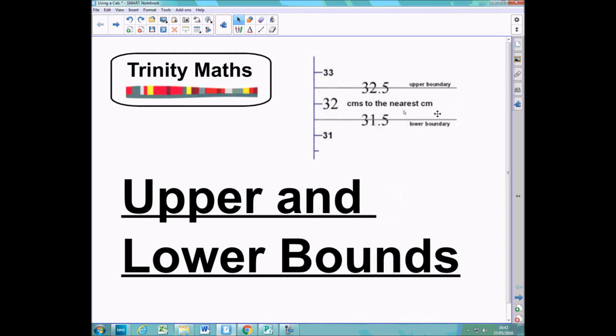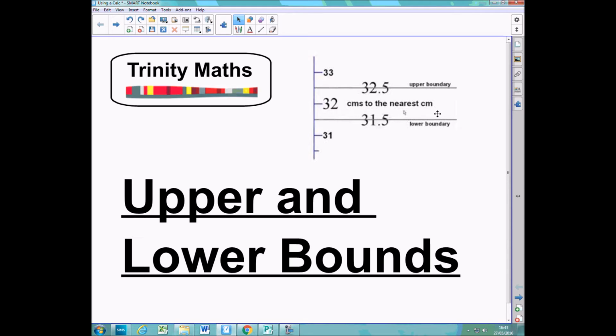In this video I'm going to show you how to answer questions on upper and lower bounds. Before we look at some examples, I'm just going to explain briefly what upper and lower bounds are all about. Well, this is an extension of the rounding topic. In fact, it's a reversal of the rounding topic.